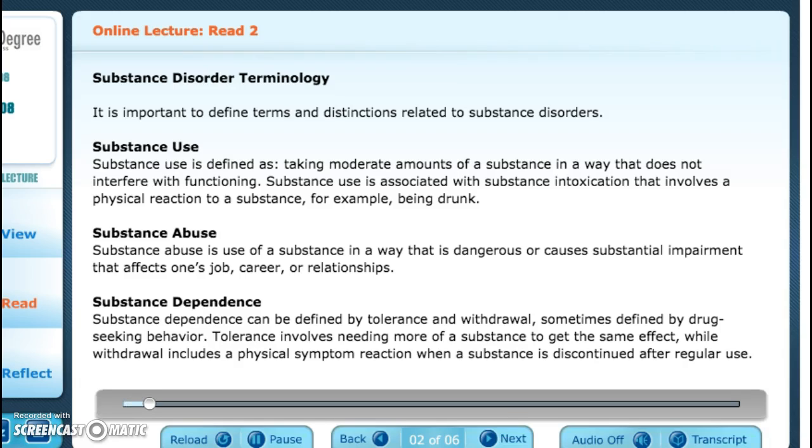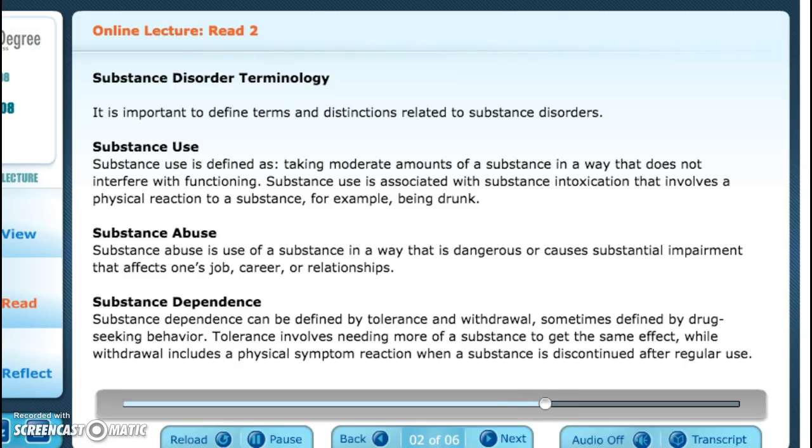It is important to define terms and distinctions related to substance disorders. Substance use. Substance use is defined as taking moderate amounts of a substance in a way that does not interfere with functioning. Substance use is associated with substance intoxication that involves a physical reaction to a substance, for example, being drunk. Substance abuse. Substance abuse is use of a substance in a way that is dangerous or causes substantial impairment that affects one's job, career, or relationships.